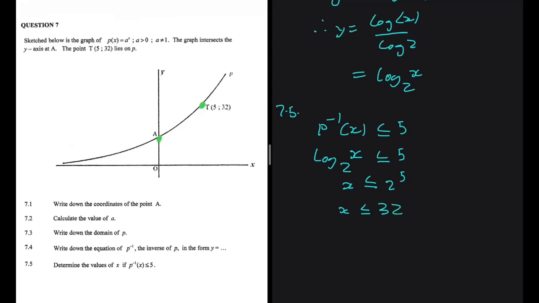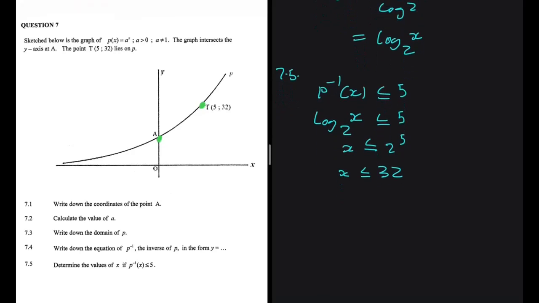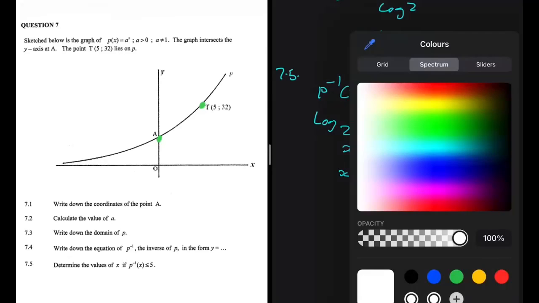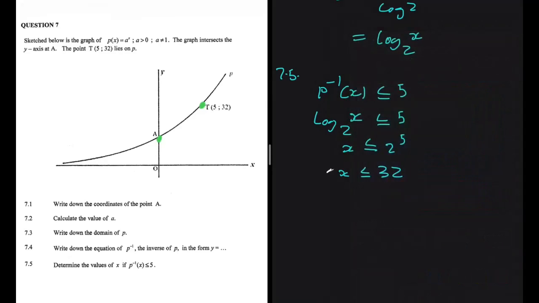And just like that, we have the values of x for which p inverse of x is less than or equal to 5, right? But then there's another restriction. We're talking about log of x base 2, right? And we cannot take log of a negative number or log of 0, right? So we also have to indicate that we need this x value to be greater than 0, because if it is 0 or less, then we have issues arising. So we need the value of x to be greater than 0.